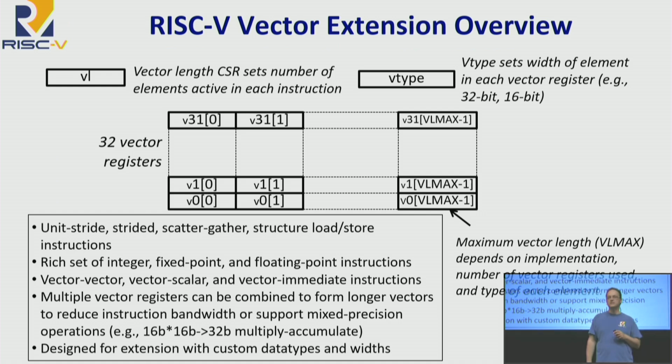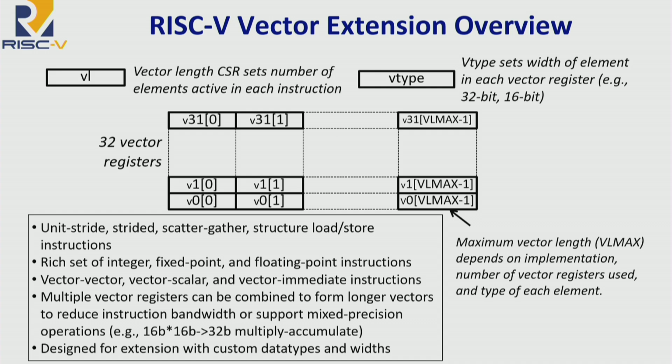So this adds 32 vector registers of variable length depending on the implementation. So this is a vector length agnostic design. It supports a wide range of memory operations: unit-stride, scatter-gather, segment load stores, structure load stores. For each set of operations, it's also designed to support mixed precision particularly well, so 16-bit times 16-bit into a 32-bit accumulator, for example. And it's designed also to be a base for further extension with new data types and new kinds of operations.